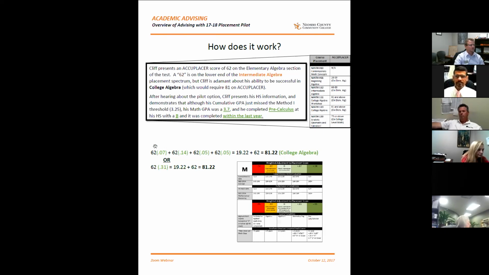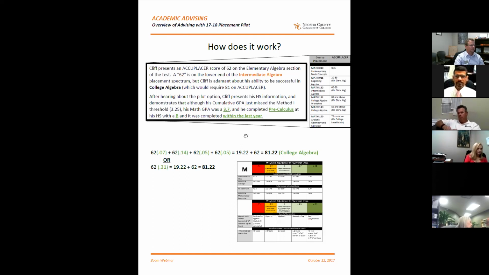So all we're doing is we take 62 and multiply that by the first category. He scored in the plus 7% range here based on his cumulative high school GPA. On the next category, he had a 3.7 in his math, so that falls in the plus 14%. So it's multiplied to 62.